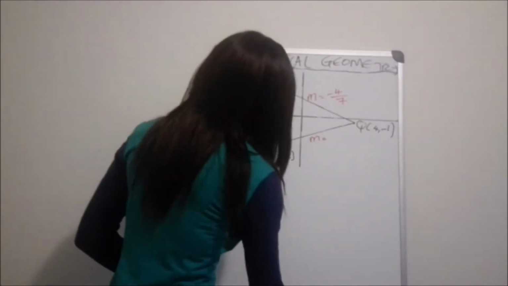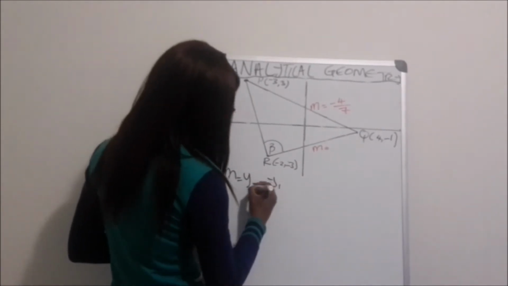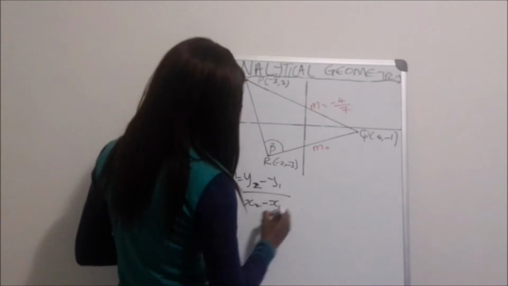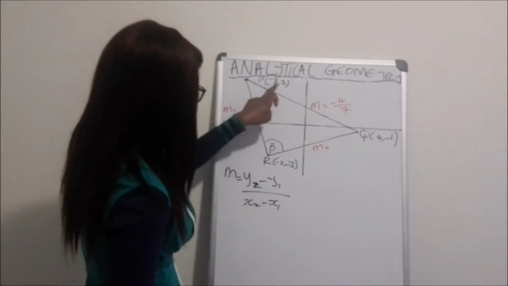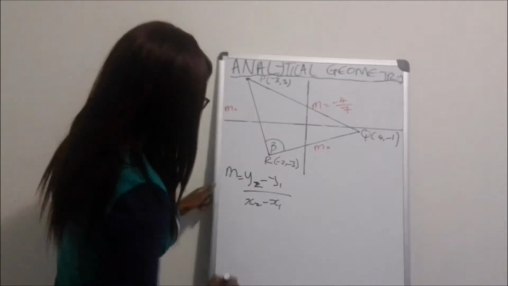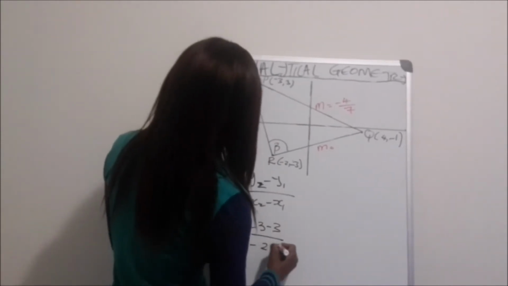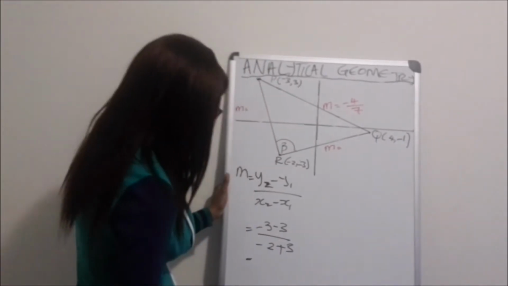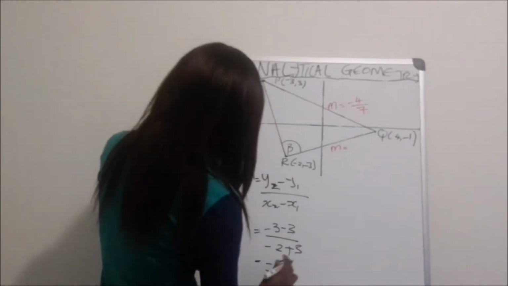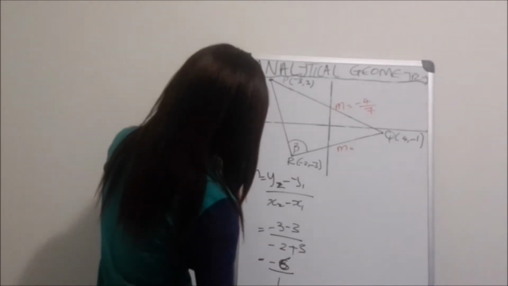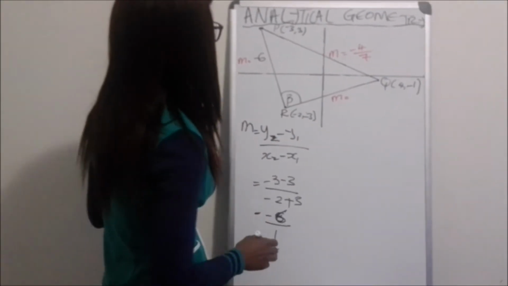To find the gradient, we use the formula m equals y2 minus y1 divided by x2 minus x1. Let's first find the gradient of PR, using the coordinates we are given. Then it will be -3 minus 3 divided by -2 plus 3. Here we're going to have -6, sorry guys. And 3 minus 1 gives us 1, so we have -6. So the gradient of PR is equal to -6.